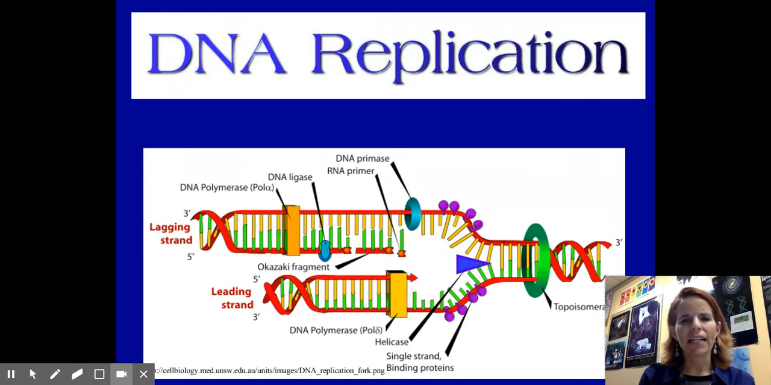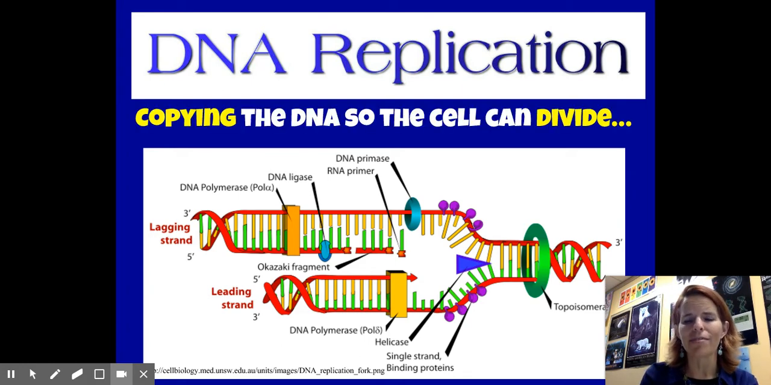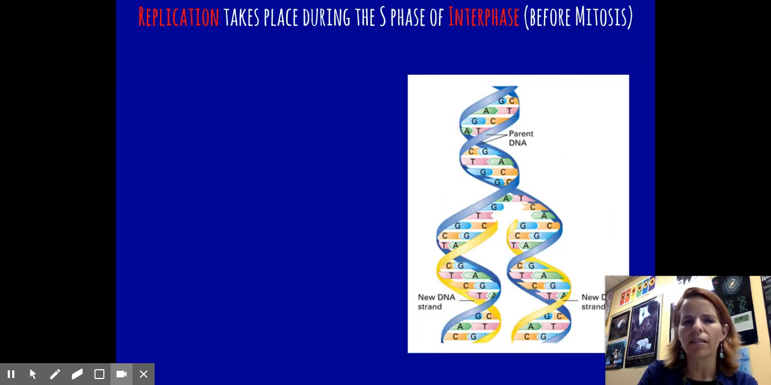Okay, so now we're going to move on to DNA replication. Replication is the idea of copying the DNA so that the cell can divide. If you remember in our last unit on cell division, we said that replication takes place during interphase. The cell can't divide if the DNA hasn't been copied, otherwise the cell would run out of DNA.